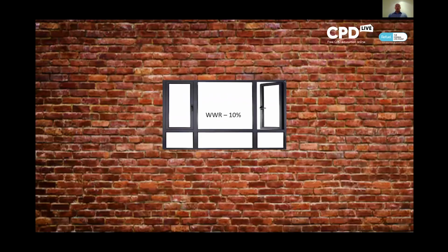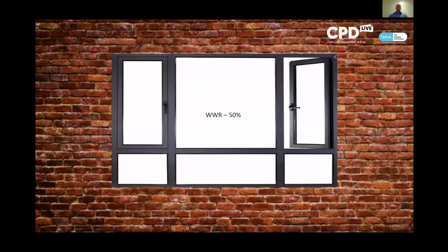I put up a pretty simple model here. It's a window to wall ratio of 10%. We're talking quite a lot about window to wall ratios, so I just wanted to highlight what that looks like before we start the presentation. There's a window wall ratio of 50%. It's just to give you a visual idea of what that's going to look like when we start talking more about the percentages later.